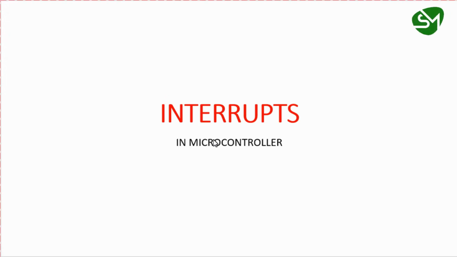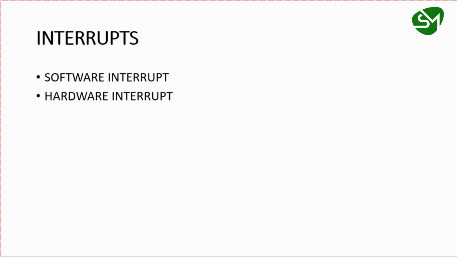Hello everyone. In this lecture, let's try to understand how an interrupt works in a microcontroller. Interrupts are nothing but, as the name says, used for interrupting the processor to execute a set of lines that are available in the interrupt service routine.